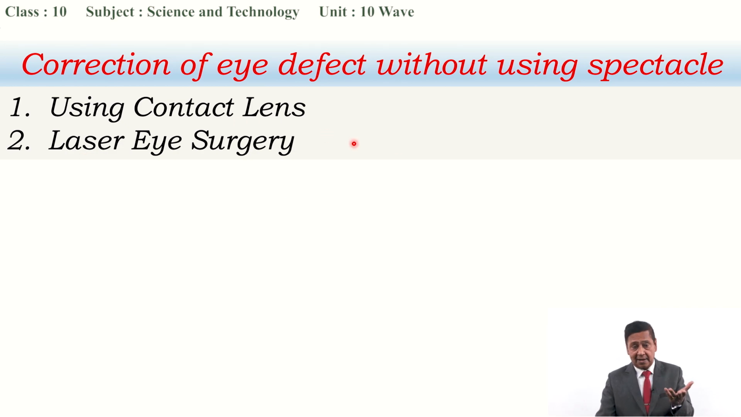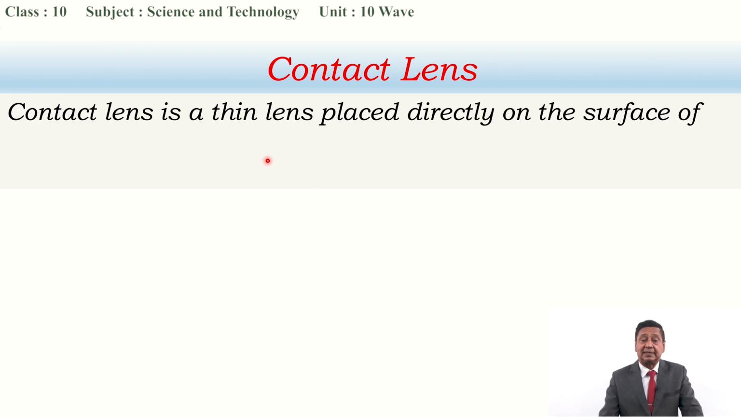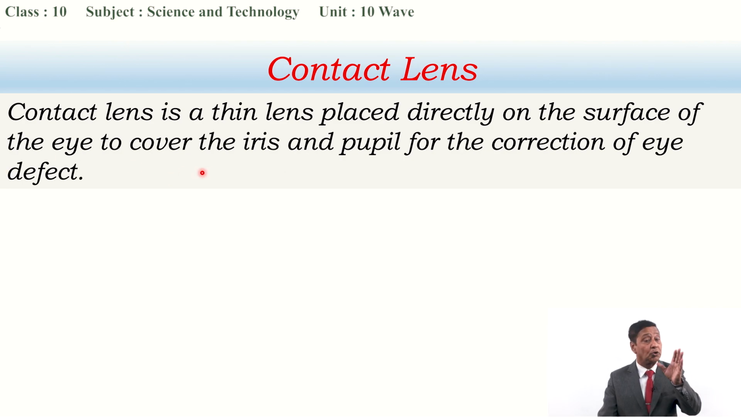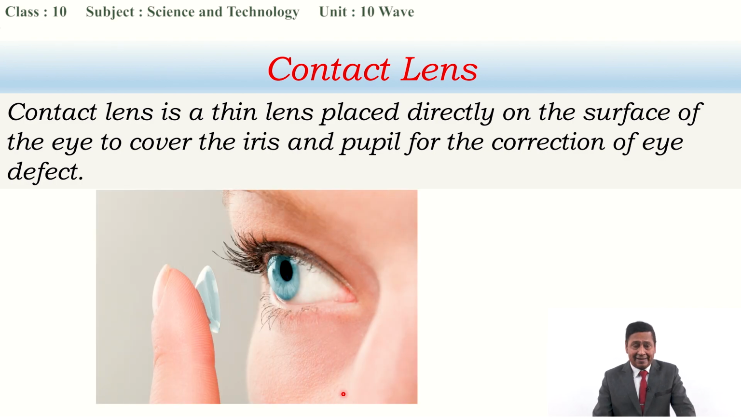Now let's talk about contact lens. What is it? A contact lens is a thin lens placed directly on the surface of the eye to cover the iris and pupil for the correction of eye defect. I want to show this in a picture. Look at this. This lady is about to use a contact lens. She is trying to put the contact lens in her eye.